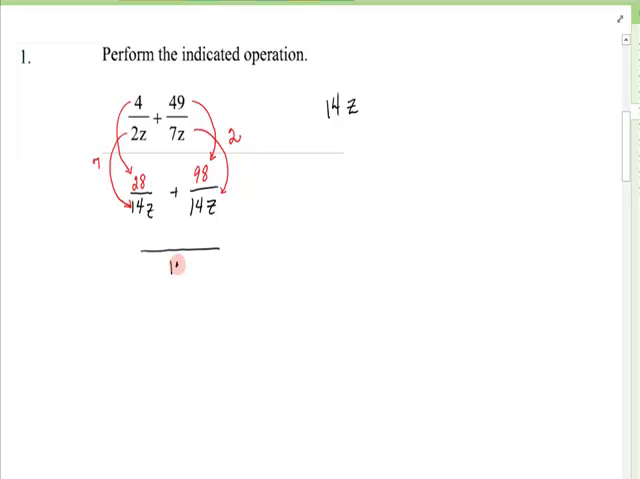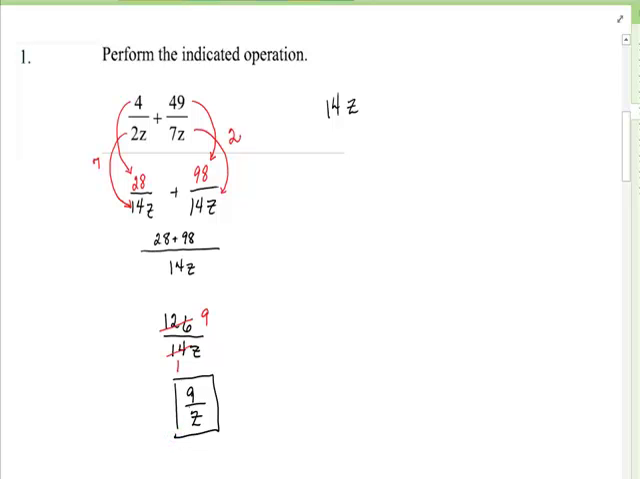I like to take a step to write the single denominator, and 28 plus 98. Most people just go ahead and do that step in their head. That's going to give me 126 over 14z. And then finally, I want to see if I can reduce that. I think that maybe 14 goes into 126, and it does. 14 goes into itself once. 14 goes into 126 9 times. That gives me 9 over z.